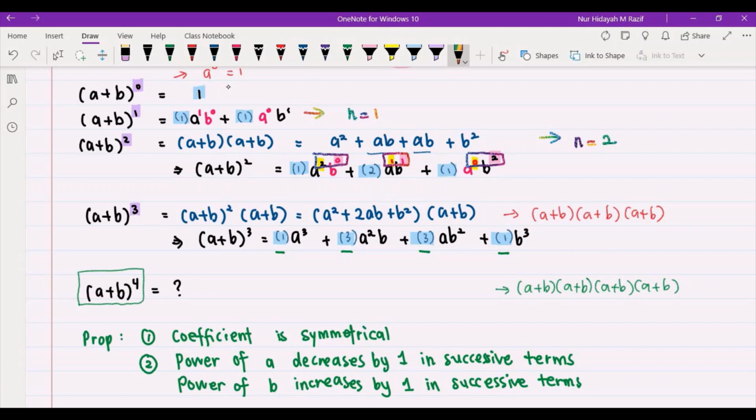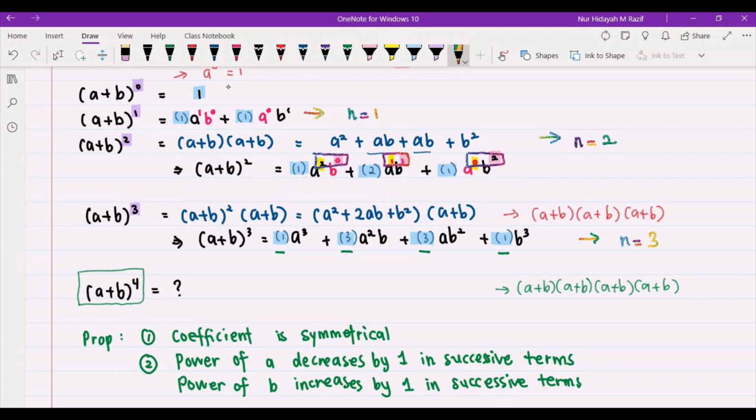2 plus 0, 1 plus 1 and 0 plus 2 gives me 2, which is the same as the value of n. As for this line, my n is equal to 3. So, if we observe properly, then for each term, the total for the degree of A and B is equal to 3.